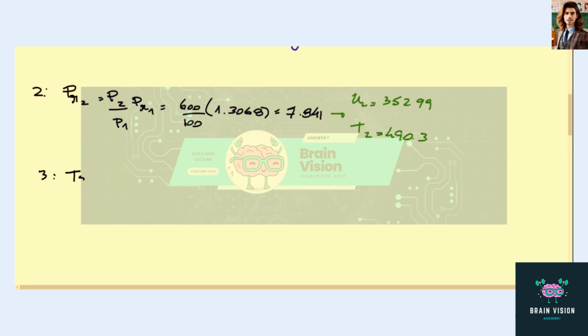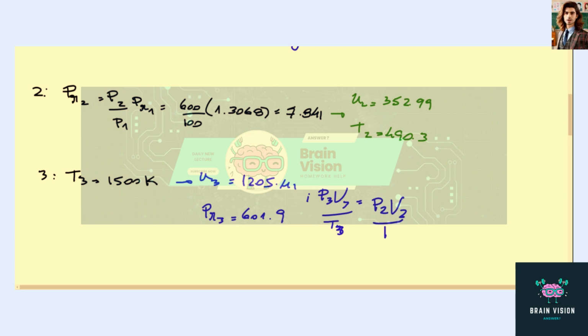Now moving to point 3. What do we have in point 3? We have the temperature again, 1500 Kelvin. With this temperature, we can find that U3 is 1205.41, which is what we want. And again, the relative pressure is 601.9. What else do we need? We can also find the pressure at point 3 using the ideal gas law, because we have the volume and the temperature. Therefore, the pressure at point 3 is 1853.6 kilopascal.